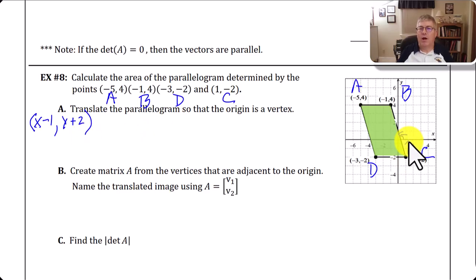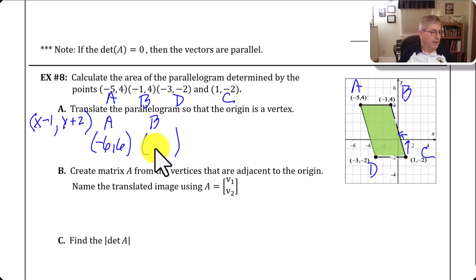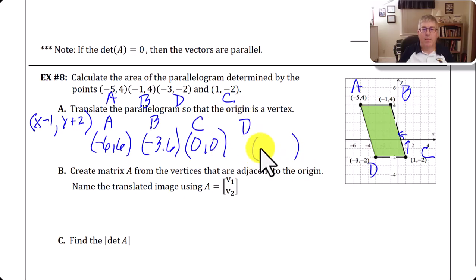So that would shift point C to the origin, but it will also shift all those other vertices by the same amount. Point A would become negative 6, 6. Point B would become negative 3, 6. Point C, and I'm going out of order because I'm going to move this one here, C is going to move to our origin, isn't it? Excellent. That's going to become 0, 0. It's exactly what we wanted. And point D now will become negative 4, 0. So we've translated the parallelogram so that the origin is at the vertex.